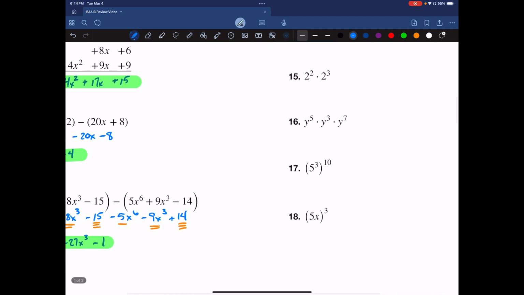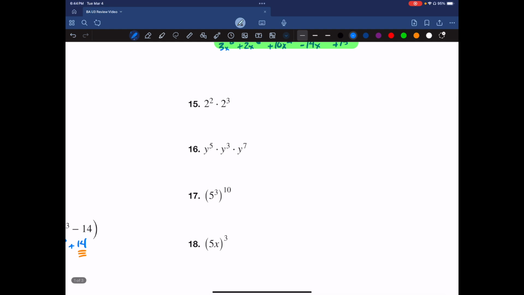Okay, so shifting gears, when you get to 15, we're just dealing a lot with exponents. So when you multiply like bases, you add your exponents. So 2 squared times 2 cubed is the same thing as saying 2 to the 2 plus 3, which is 2 to the 5th. Sometimes they may ask you to solve it. Right now, I just want you to be able to rewrite it as 2 to the 5th.